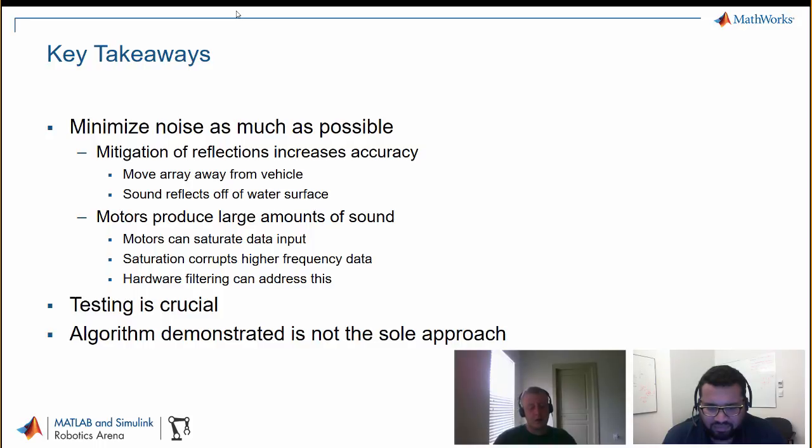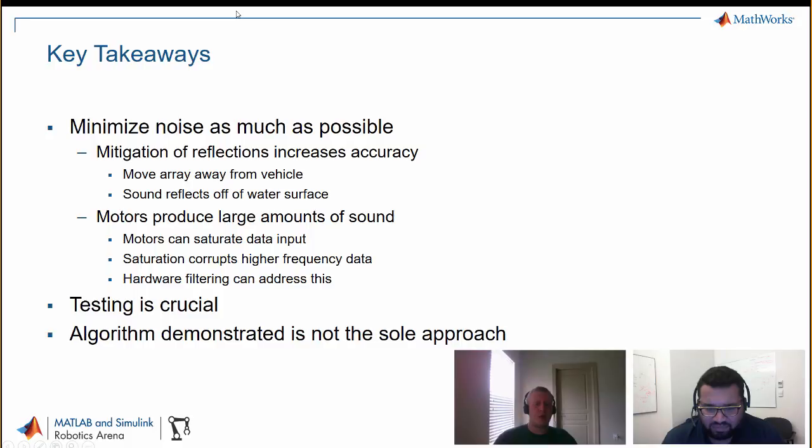If it's too loud, what you'll see on your DAC returns is that your entire input voltage is saturated. What that means is that you're starting to clip your data, and that's going to make your higher frequency data, which is typically the sound data you're actually interested in versus your motor, corrupt and unusable. So if you start to see this, then you need to start looking at solutions: hardware filters, shutting off your motors, different things like that.